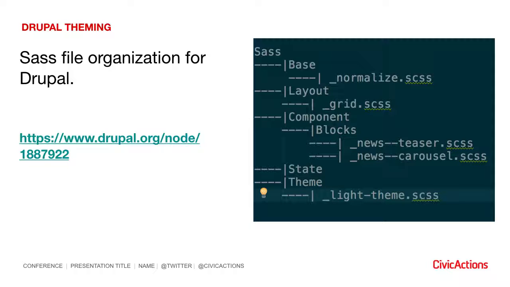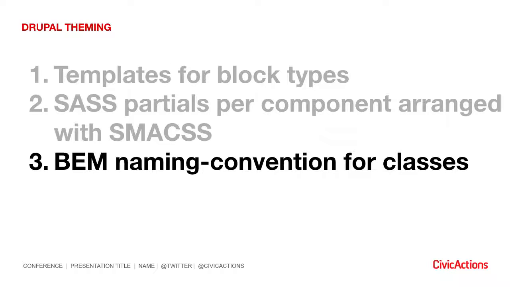We could have a block, and the block is a news teaser. So we could have different types of blocks within the components and within blocks. And then we could have a different type of component like a view and also arrange them in that way. And probably just import the partials using Compass or whatever is useful.